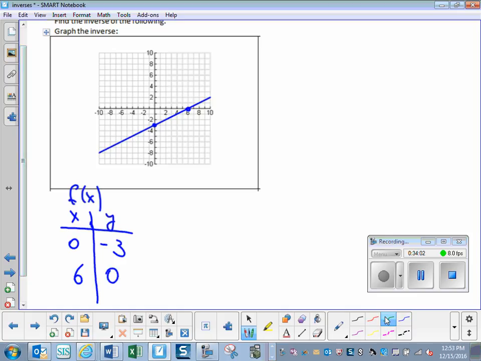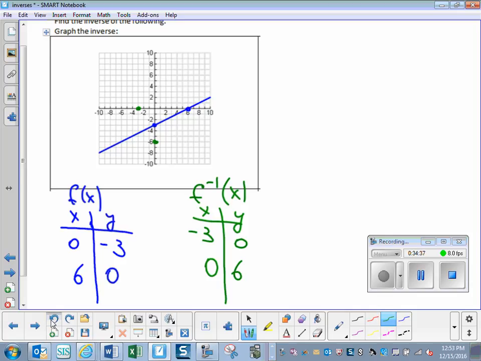So if I inverse it, what will be my corresponding inversed points? Negative 3, 0, and 0, 6, right? Correct? I'm just flipping the x and y, switching them. So now let's plot these 2 points. Negative 3, 0 is right here, and then 0, 6 is right there.